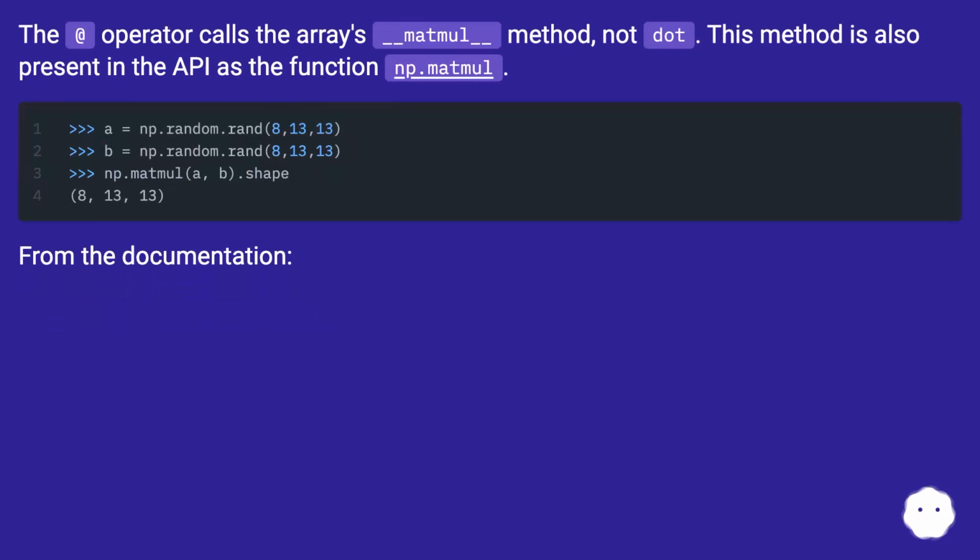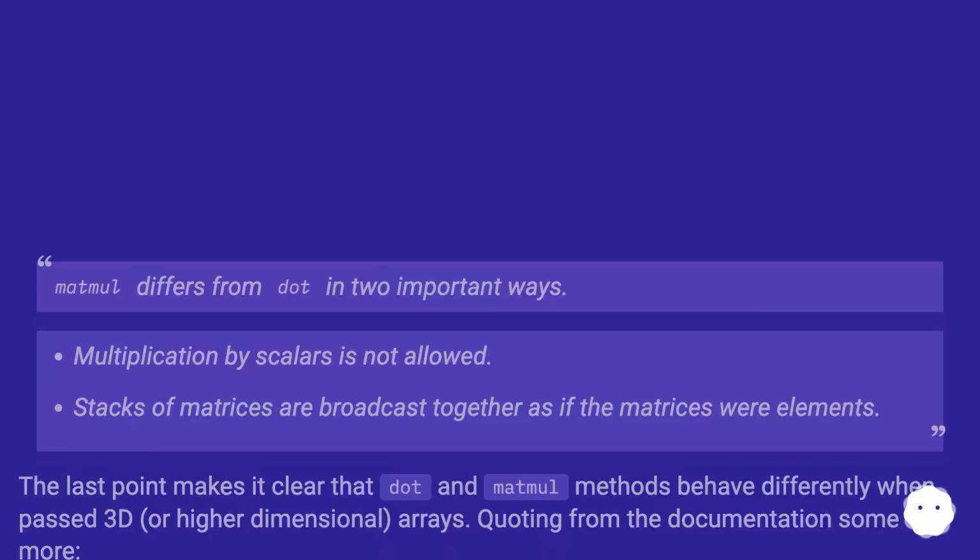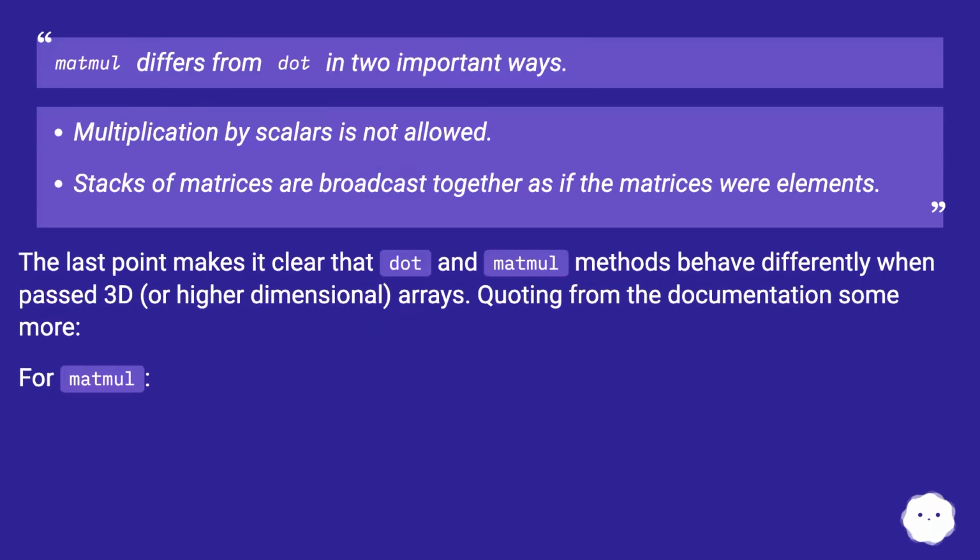The @ operator calls the array's __matmul__ method, not dot. This method is also present in the API as the function np.matmul. From the documentation, matmul differs from dot in two important ways. Multiplication by scalars is not allowed. Stacks of matrices are broadcast together as if the matrices were elements. The last point makes it clear that dot and matmul methods behave differently when passed 3D or higher dimensional arrays.